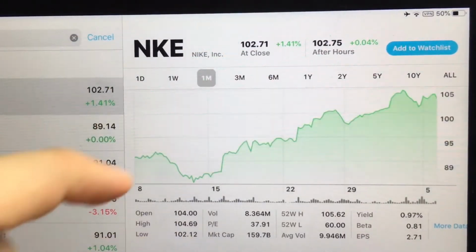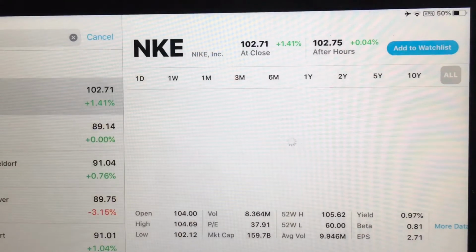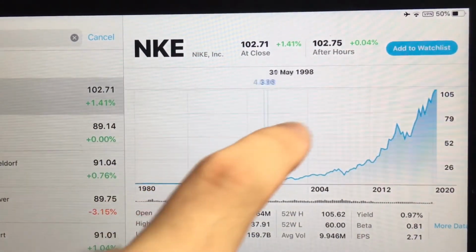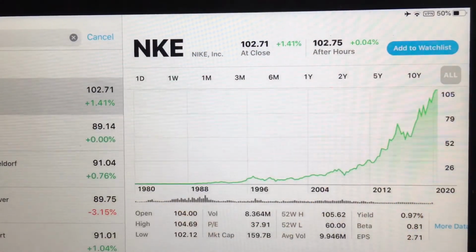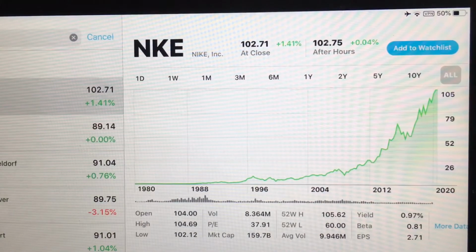You can look over the past month, you can look over the past 3 months, all the way to all time. So you can look at very first when it started trading, bring it all the way up, right the way till now. So it's basically just a good way to see what the stock is doing, what the stock has been doing, and where it may go.